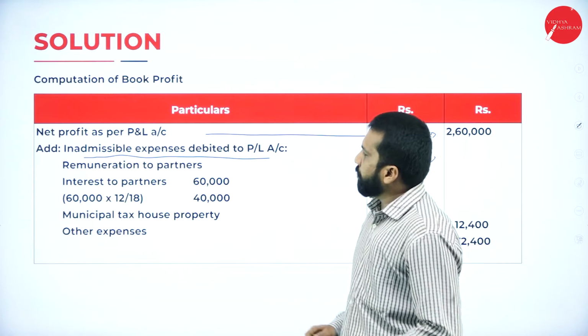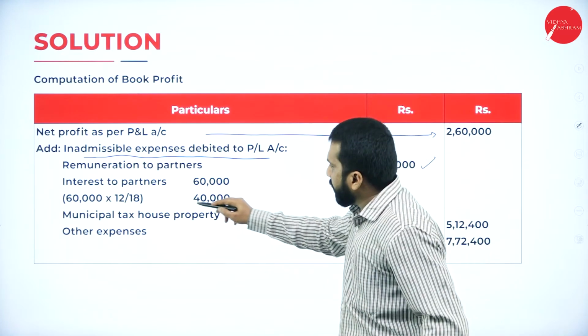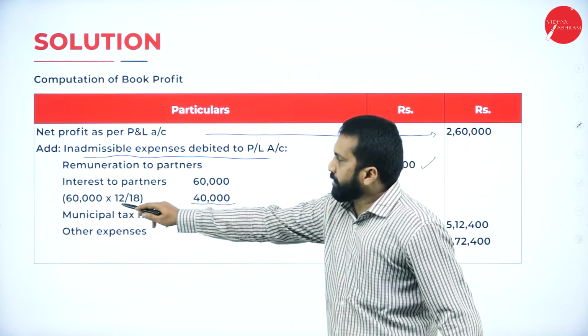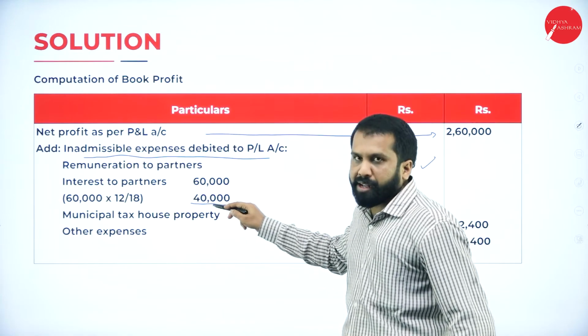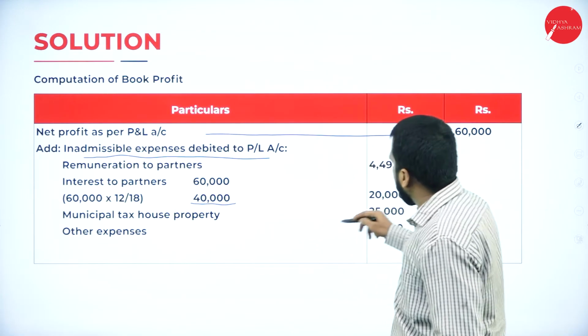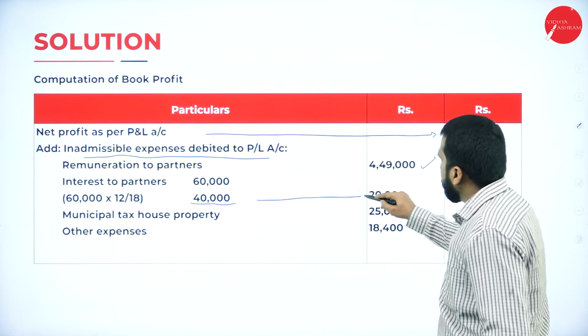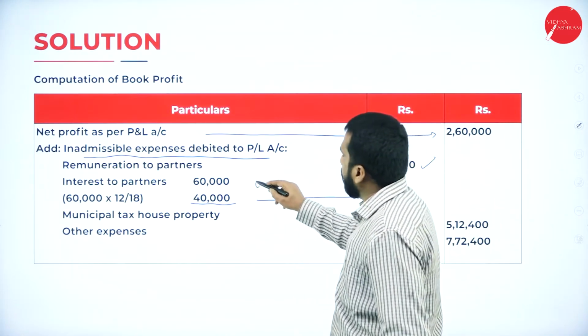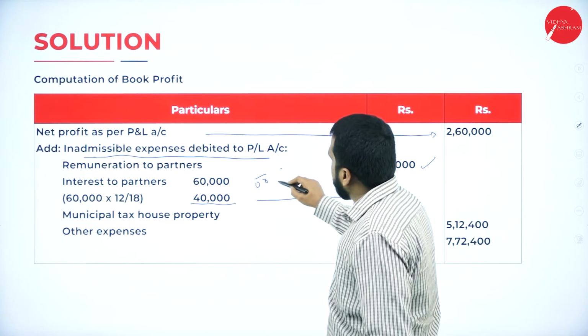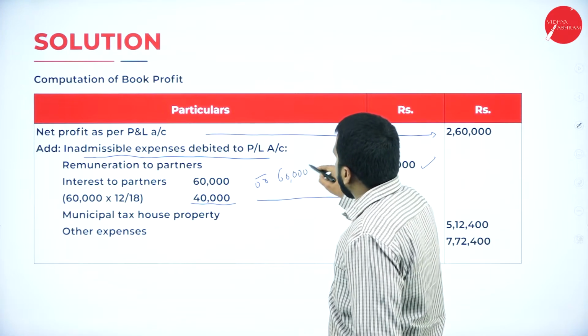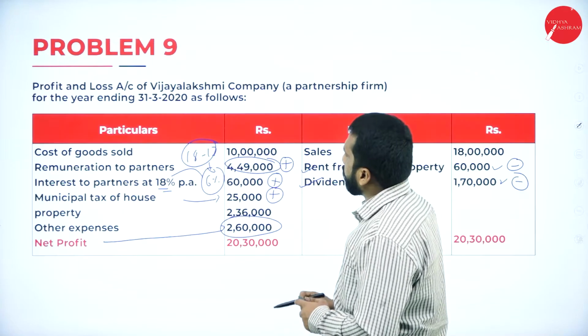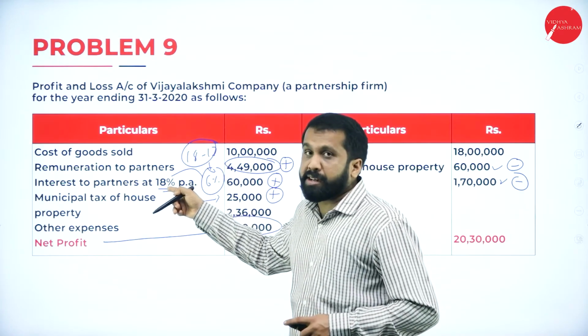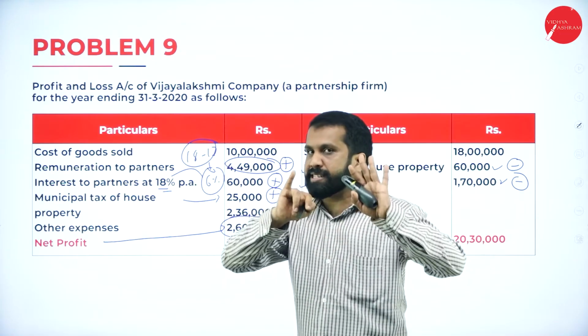60,000 we have. So I'll give you two options. You can do it like this: 60,000 into 12 by 18, whatever answer you get, 60 minus 40, you will get 20,000. One more option I'll give you. Whatever you have, 60,000 into, in the question how much have they given? 18. What is the extra? 6.